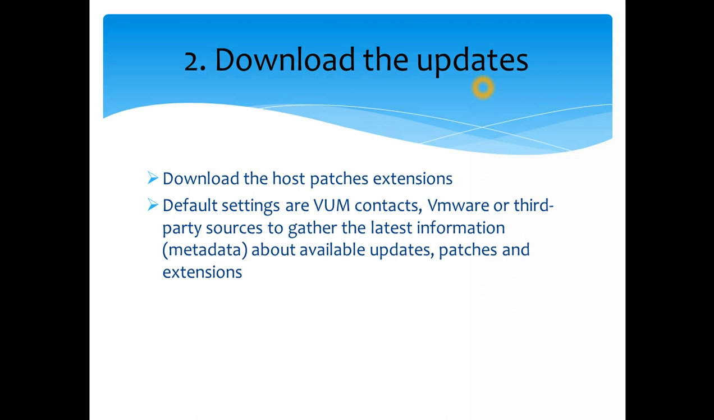So download the host patches and extensions. By default, as I said, the VMware Update Manager contacts VMware or a third party and gathers that information. The metadata information could be: this is a patch, which version of ESX does it apply to, what is the date the patch was released, and obviously those sorts of information which are around your patches.